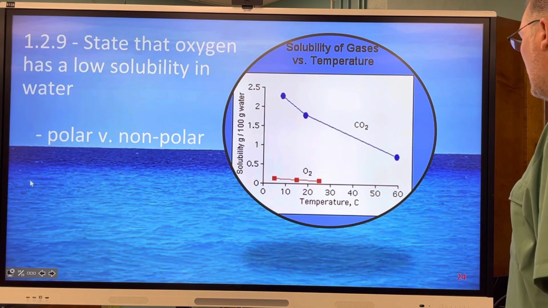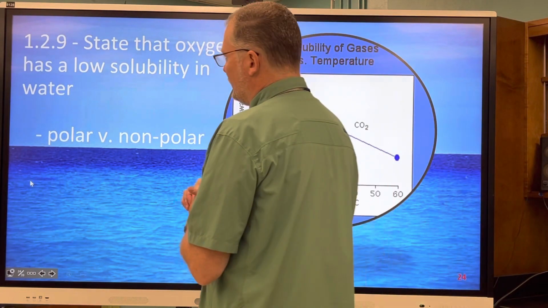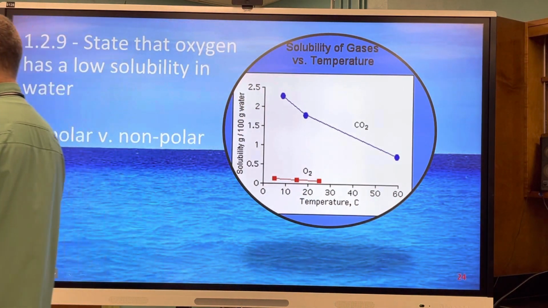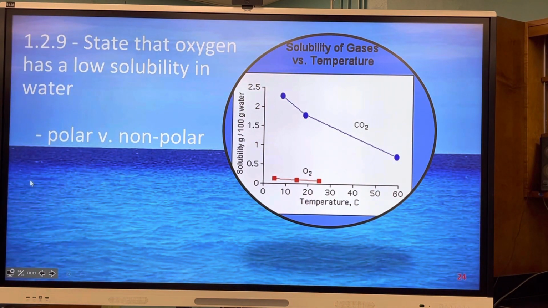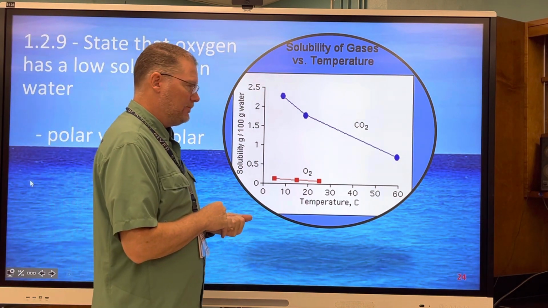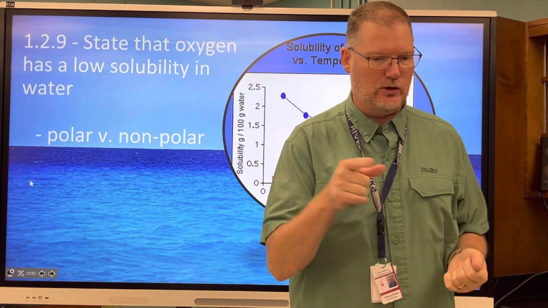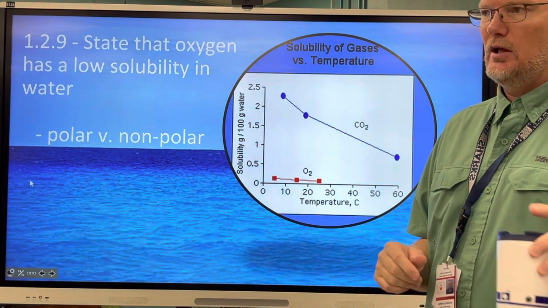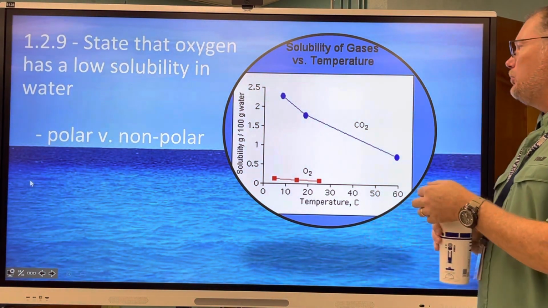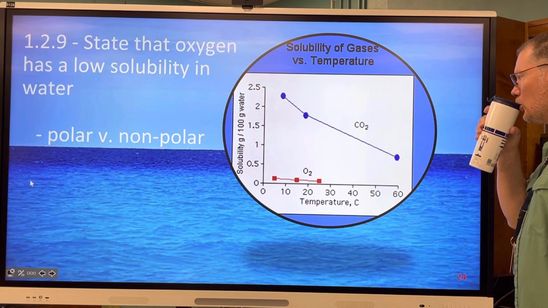All right. 24. State that oxygen has a low solubility in water. Because it does, compared to carbon dioxide. And it has to do with polarity. So make sure you write that in your notes. There's a line there that has to do with polarity. It's polar versus non-polar.